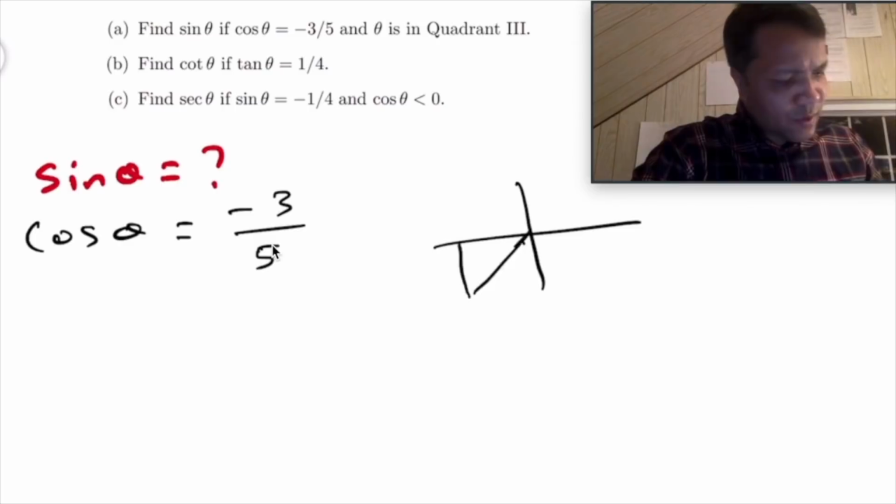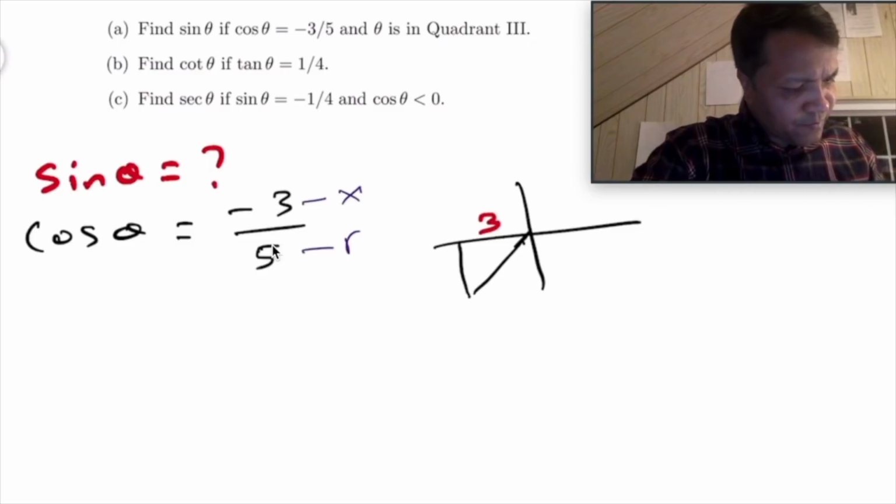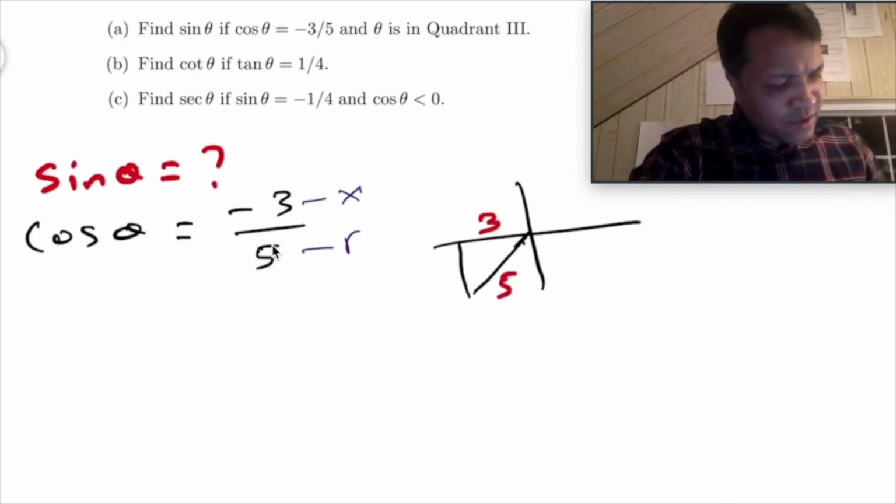Alright, so we know so much. We know that this is x and this is r. So then this must be 3 and this must be 5. And a square plus b square equal to c square, the Pythagorean theorem, will give us the y.